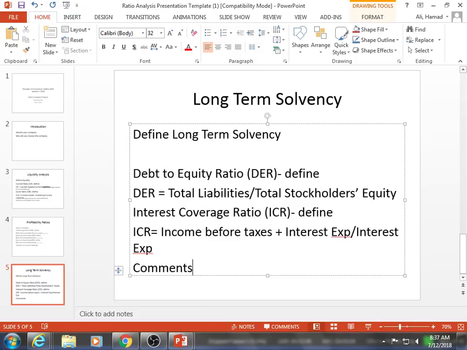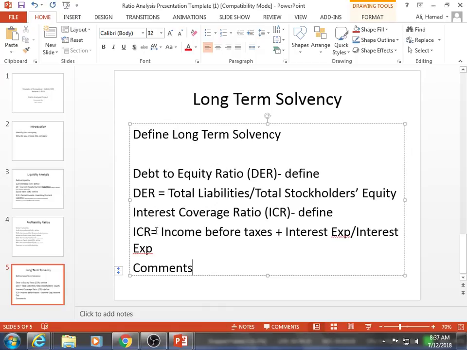Did you get your interest, Reverend? I'm getting income before taxes. Mine was 84. Okay, got your income before tax? Yeah, that's right here. 64. All right, go ahead and do that. Plus your interest expense. And then divide by your interest expense.